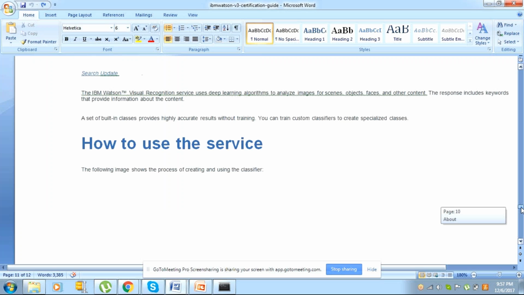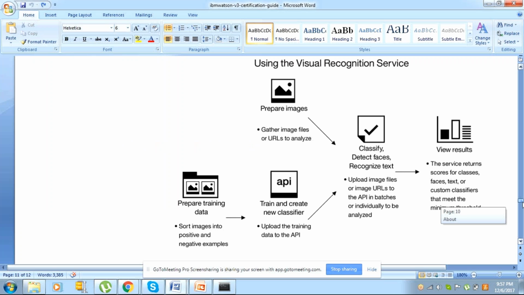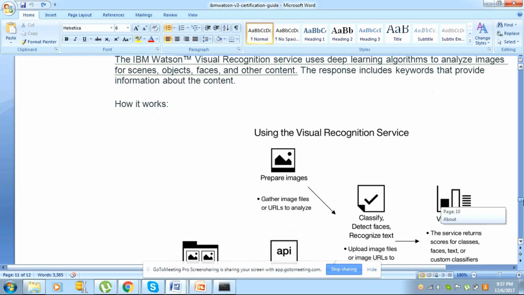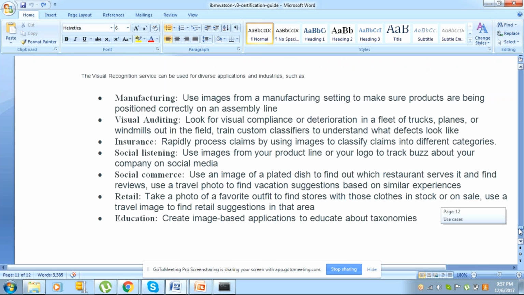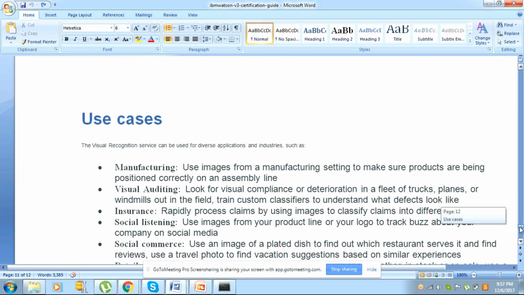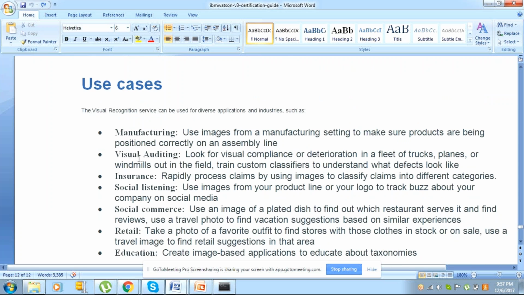This is about visual recognition services. I will check. Then the use cases we have to understand, like manufacturing visual auditing. So when you say visual recognition, we have to prepare with a few use cases: which industries require it and how it can be used. When we say work in manufacturing, what do we require?